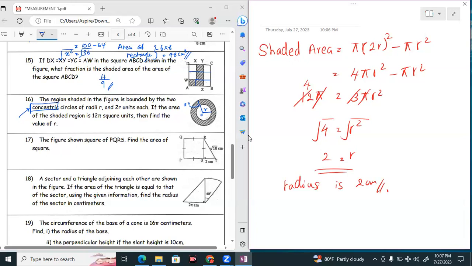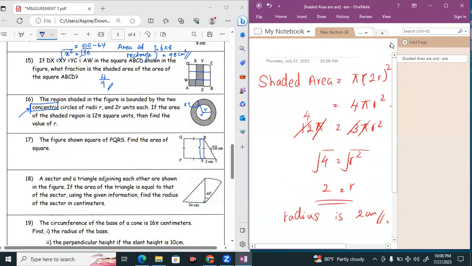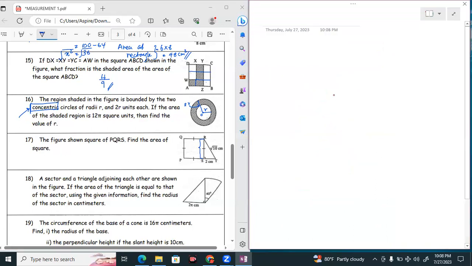Find the figure shown, square PQRS. Find the area of the square. You are asked to find the area of the square. Then to find the area of the square, you should find one length of this square. You can use the Pythagorean theorem. Then the square root of 10, squared, equals 2 squared added. We don't know what this value is. If it is taken as x, then x squared.